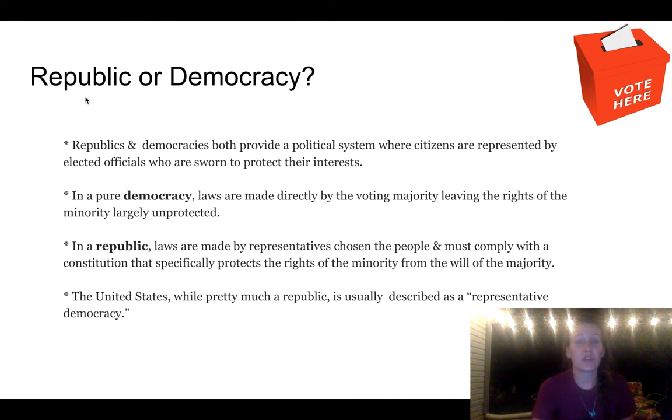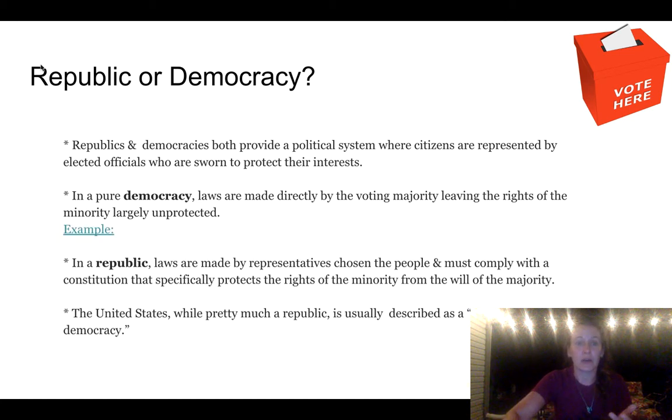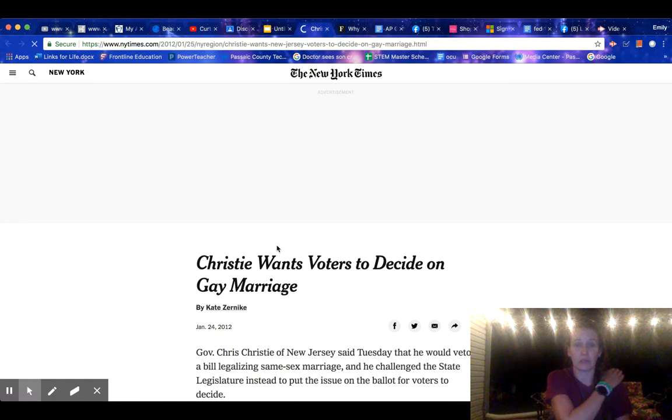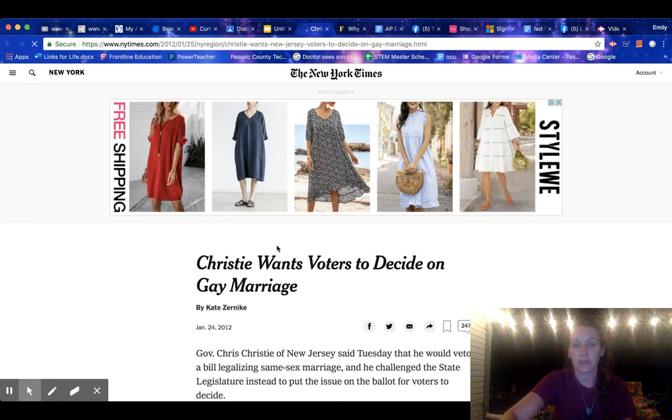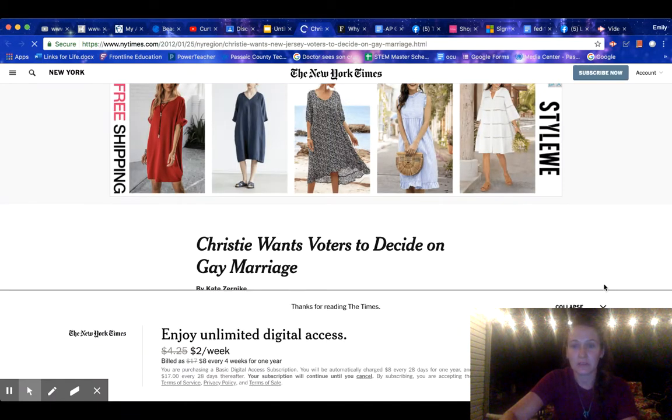Okay, so the United States is pretty much a republic, but it's usually described as a representative democracy. You hear some other terms, but all right, what does that mean? Okay, I want to give you an example here from New Jersey that was just a few years ago. Okay, so in New Jersey, 8 years ago, I guess that's not a few, but few enough.